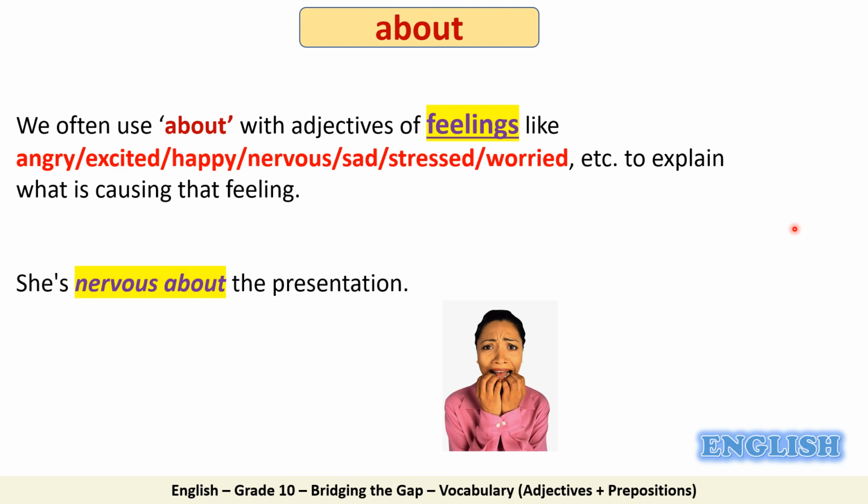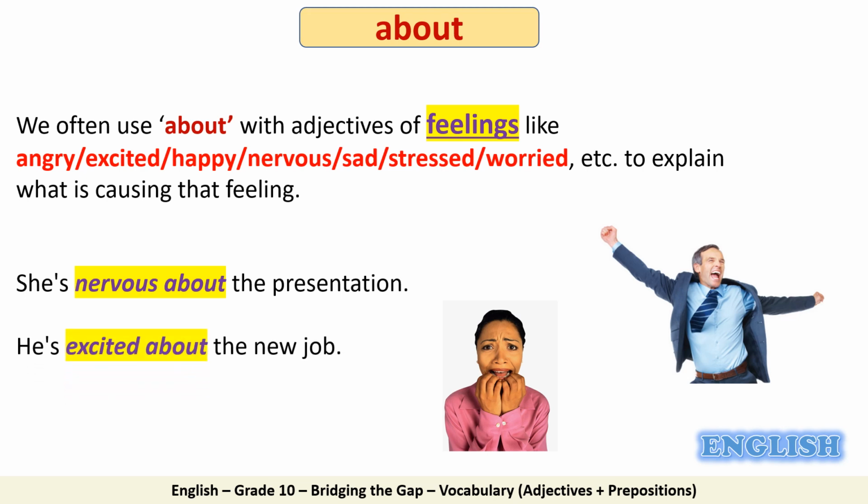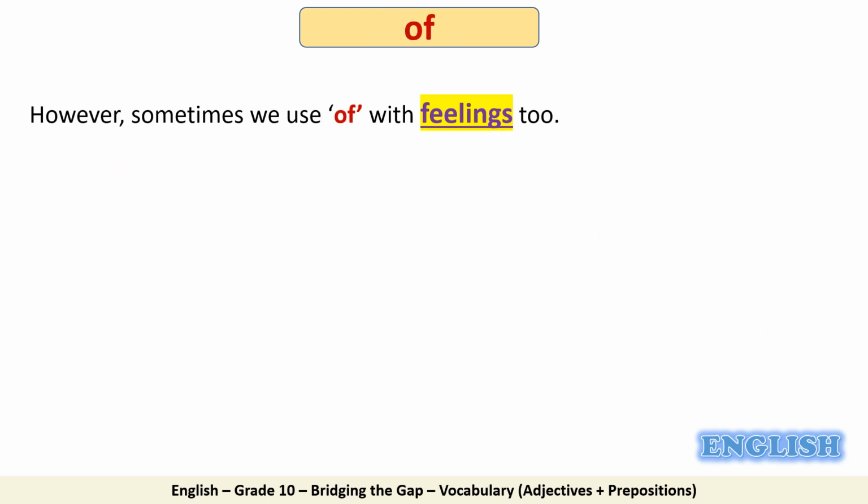She is nervous about the presentation. So the feeling here is nervous, which goes with the preposition about. He's excited about the new job. They were worried about the exam. I hope this one is clear. Let's look at the second one.